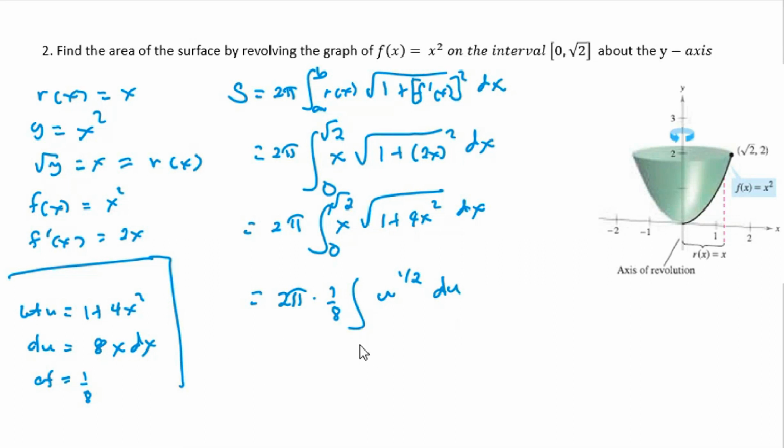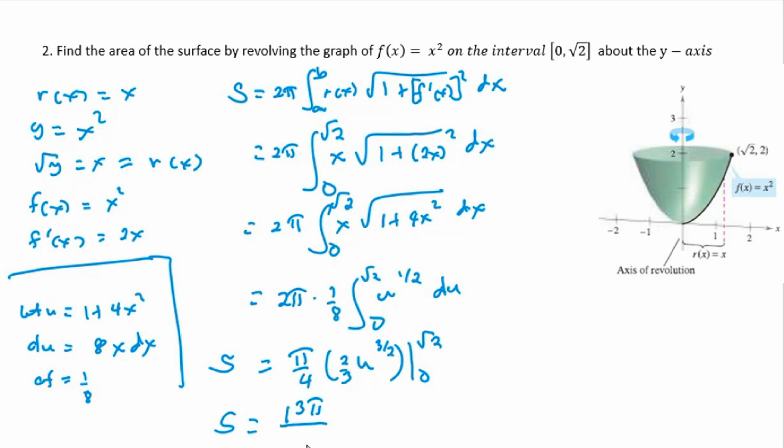So now simplifying this, we have 2 pi times 1/8, which gives us pi over 4 times u to the power of 3 halves over 3 halves, or I can write it as 2/3 of u raised to 3 halves, and this will be evaluated from 0 to square root of 2. So simplifying this further by using the fundamental theorem of calculus, it will just give us the surface area of 13 pi over 3.